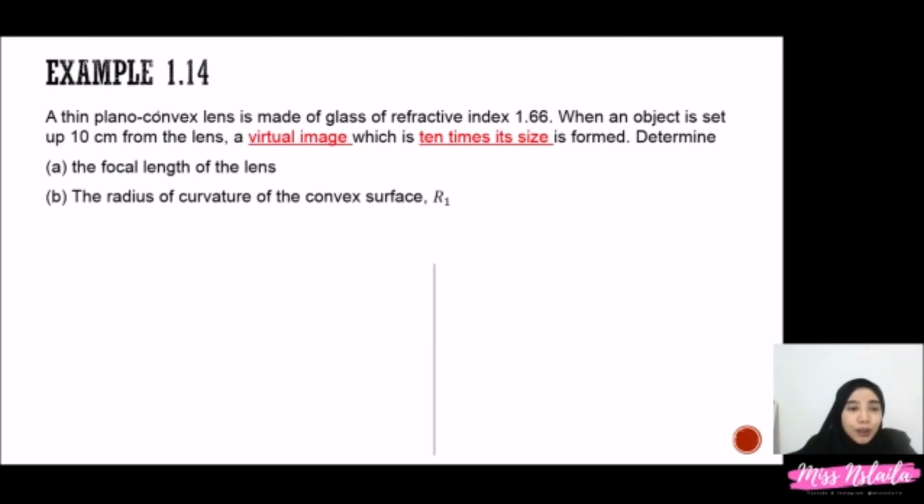Example 1.14, a thin planar convex lens. So please make sure you know what is the shape of this planar convex lens. It should be one surface is convex, one surface is flat or plane. It's made of glass of refractive index 1.66. When an object is set up 10 cm from the lens, this will be the U. A virtual image. So what does it mean by a virtual image? V is equal to negative and formed on the same side with object.